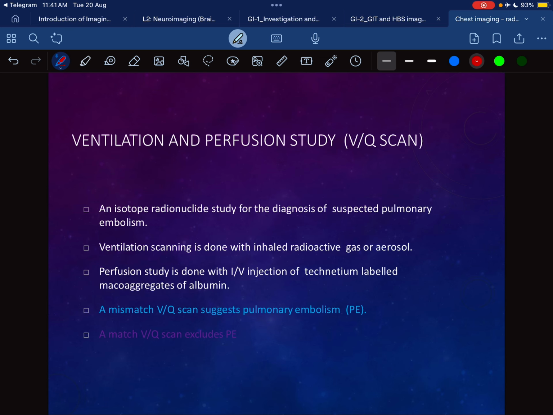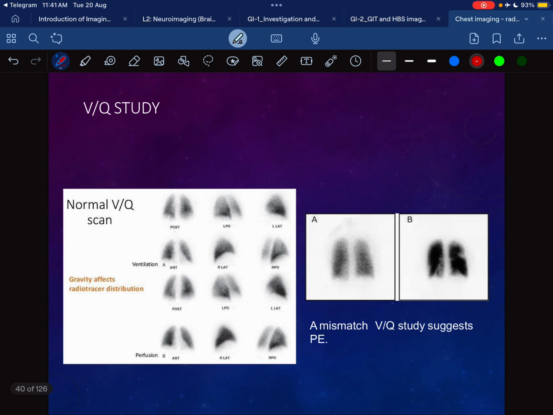Normally, when you inhale, you will have this image. When you have blood supply injection, you will have this image. If these images are symmetrical, we call it a match. When things match each other, there is no PE. When things mismatch, which means the inhalation is normal but the blood flow, which is called perfusion, is abnormal, that suggests a filling defect or mismatch and suggests pulmonary embolism.